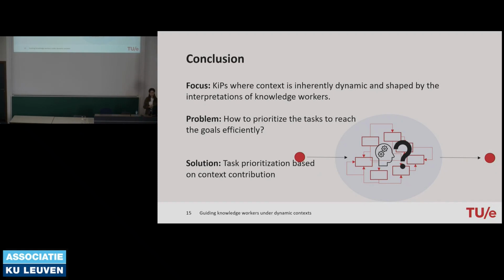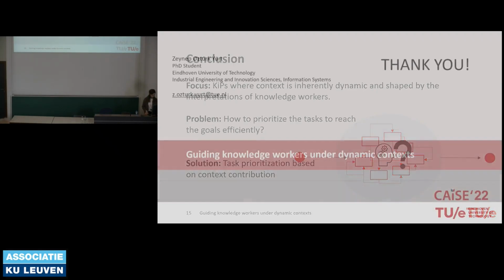To conclude, our focus was knowledge-intensive processes that are centered around expert knowledge, that are flexible and goal-oriented, and especially the ones where context is inherently dynamic and shaped by the interpretations of knowledge workers. The problem we addressed was how they can efficiently organize and prioritize this flexible process such that they can reach those goals efficiently. And our solution in the paper is a task prioritization approach based on the contribution of tasks to multiple contexts.